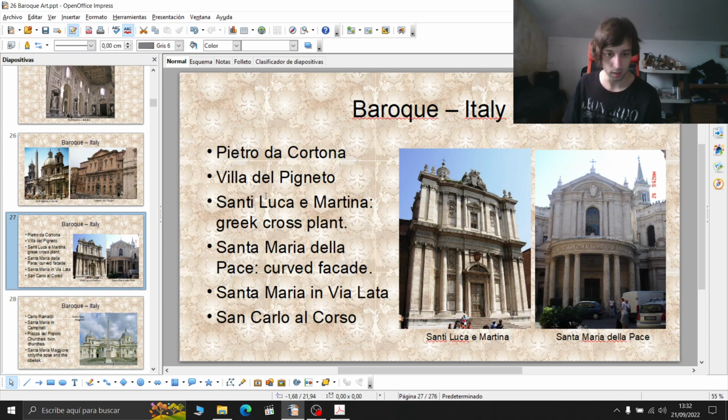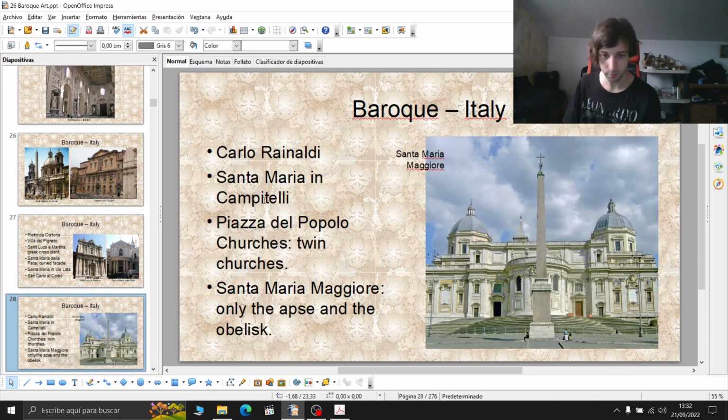Pietro da Cortona, Villa del Pigneto, Santi Luca e Martina, Greek plan, Santa Maria della Pace, curved facade, Santa Maria in Via Lata, San Carlo al Corso. Here, examples.